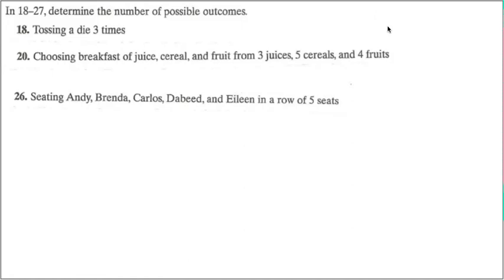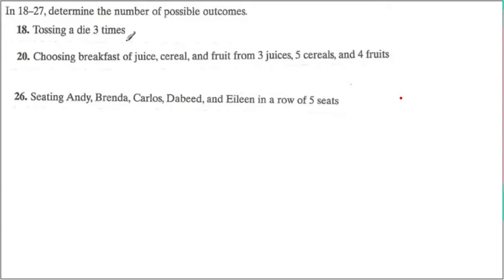Hello, so we'll be looking at a few probability and counting principle questions from Algebra 2 and then trigonometry. So first, here, determine the number of possible outcomes. Tossing a die 3 times. Now, how many possibilities do we have?